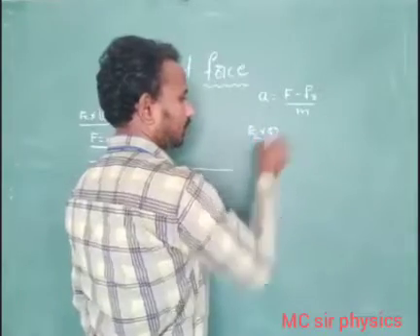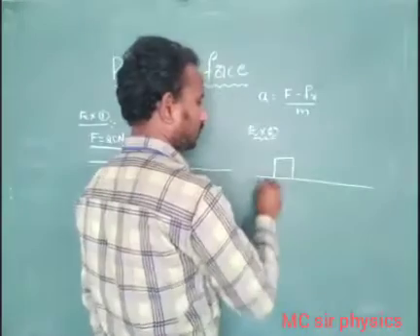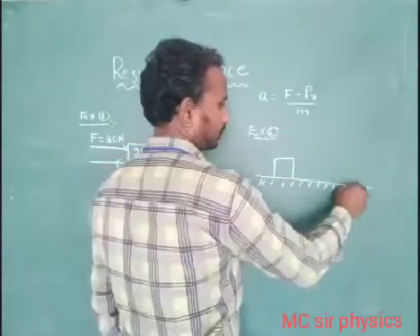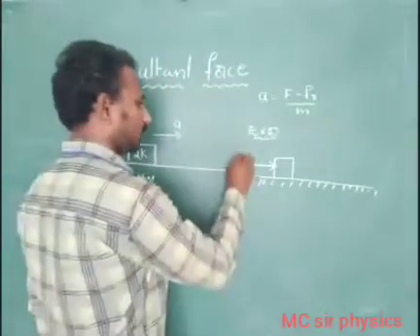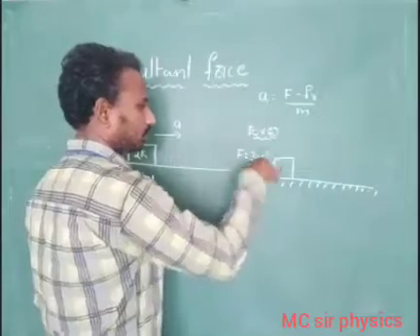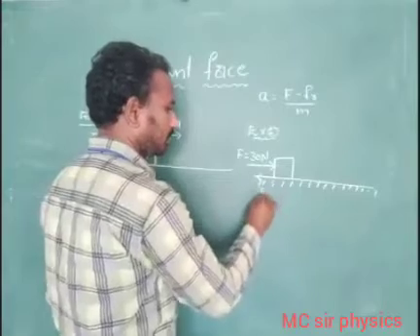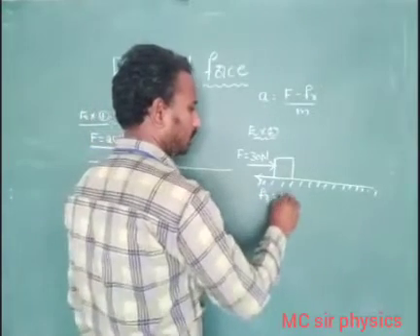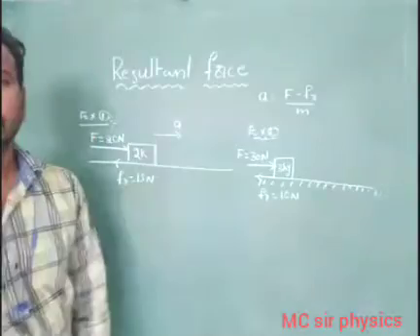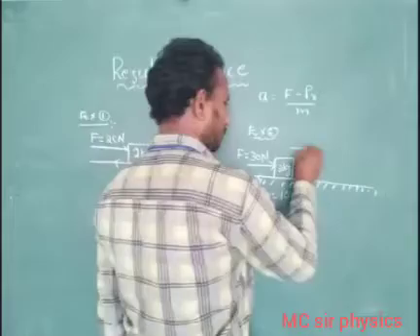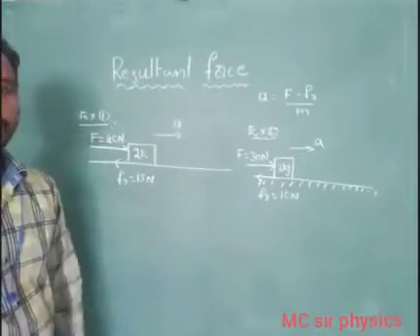Example 2. Here also we can identify the body is at rest on a horizontal surface. How much external force acts on the body? Here external force F is equal to 30 Newton. Frictional force Fr is equal to 10 Newton. Mass of the body is 3 kg. What is the acceleration? The acceleration of the body you have to find out.